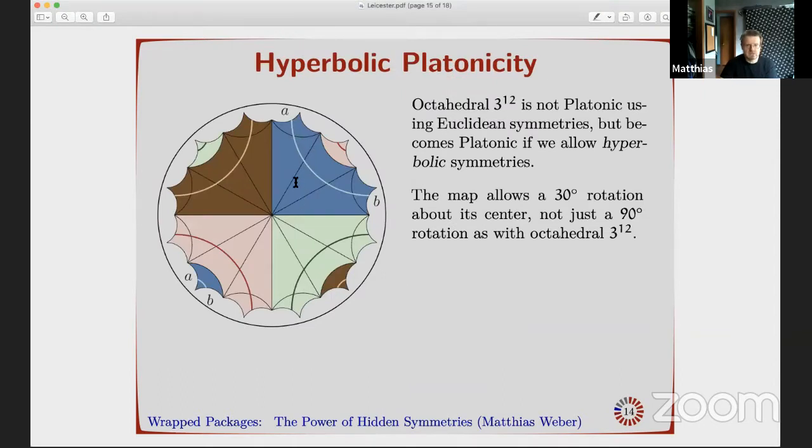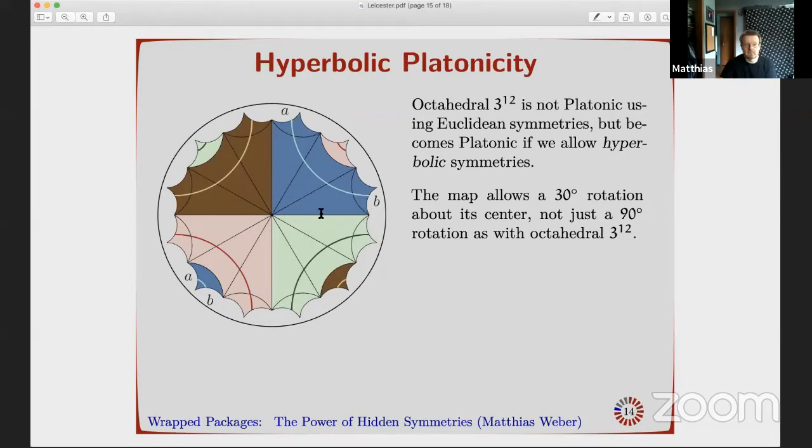This time the navigation is more complicated. For instance, this edge which is labeled A has to be glued together with that edge labeled A. So when you exit there, you have to re-enter there, then you hit the B, which means you have to re-enter at that B, and then you close up. So you can again travel around and you can check that this thing is indeed platonic.